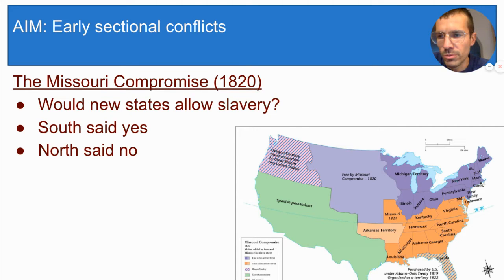But here was the issue. Would Missouri be a state that allowed slavery? The Southerners said yes, they wanted more slave states. The Northerners said no, they wanted more free states. More free states would mean more representatives in Congress who would support Northern interests like free labor.